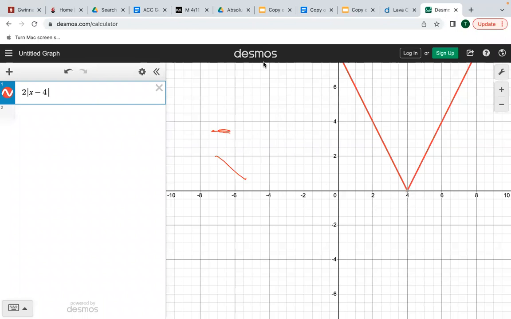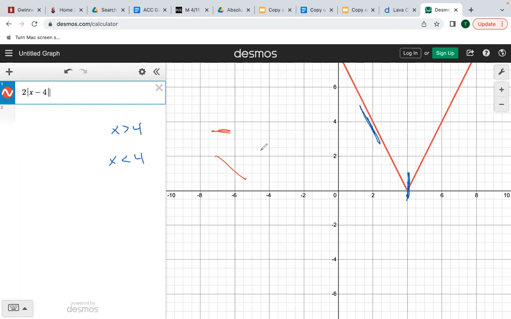Now we can see right here at x equals 4, we've got 2 separate equations going on. We know that when x is bigger than 4, it's going to be one thing. When x is less than 4, it's going to be another. So let's look at when x is less than 4. That's this piece right here.